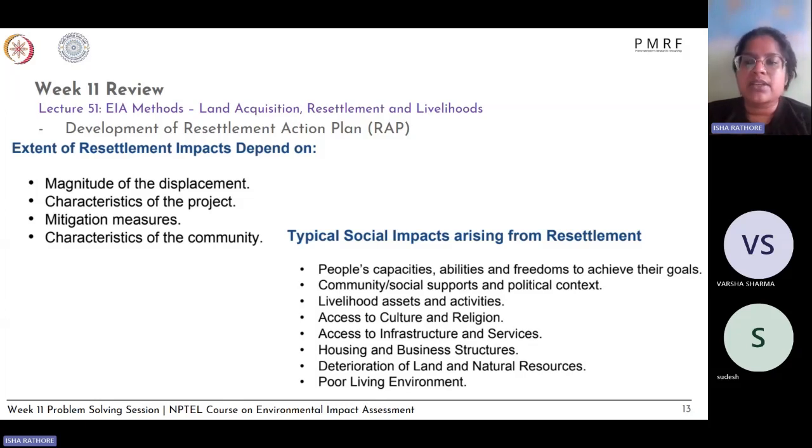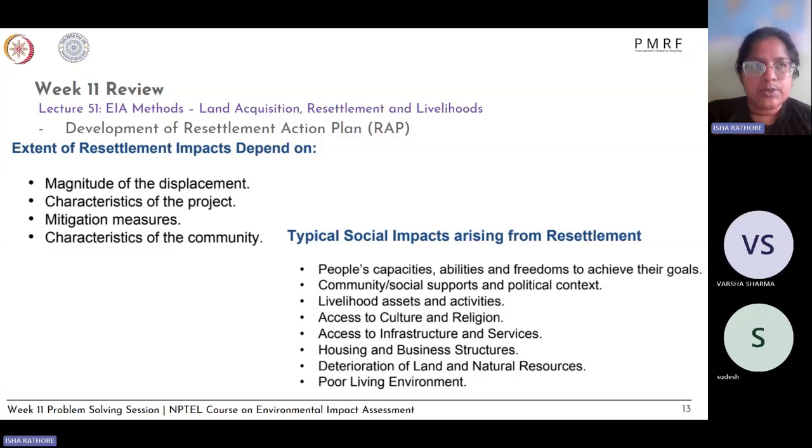So some typical examples are when people's capabilities, abilities, and freedoms to achieve their goals are affected. Then community or social supports and political context might change, where the land acquired communities move to a new resettlement location. Then all of these dynamics can change. So you need to look at all of these social impacts, the livelihood assets and activities, the access to culture and religion.